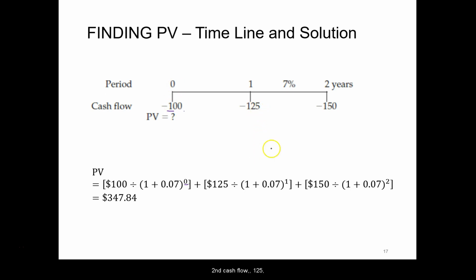Second cash flow 125 will be discounted by 7% to the power of 1. Last cash flow is 2 years later, so we discount it for 2 years. And once we do the discounting for every one, we sum them up. Total present value is 347, and that is the process of calculating the total present value of multiple cash flows.